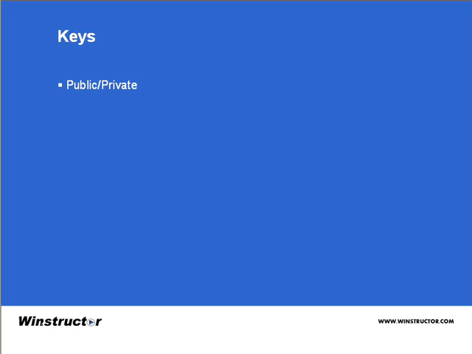Now, this also works in reverse as well. We can use the private key to encrypt a file or an email, and then the other people can use a public key to authenticate the file or email message to ensure that it actually came from us and has not been tampered with. Then we have a symmetric key.